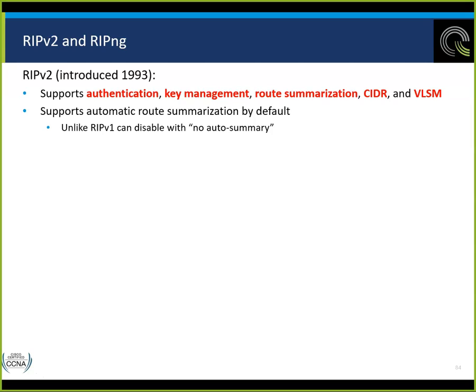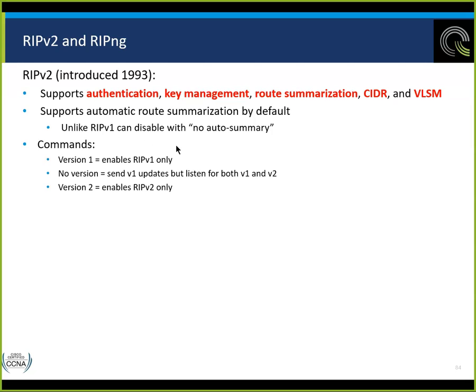Route summarization is if we have multiple devices, maybe subnetted networks, they're automatically summarized at the classful boundary as they cross the classful boundary when we send them out. Makes it a little more efficient. Can cause a mess also. Unlike RIP v1, we can disable it in RIP v2 with a no auto-summary if we don't want that to happen.